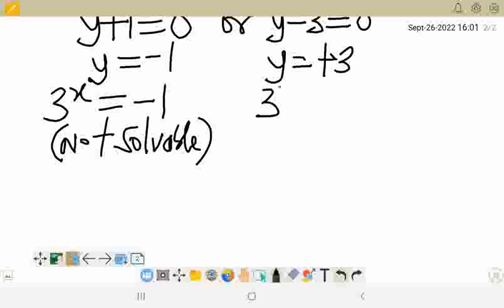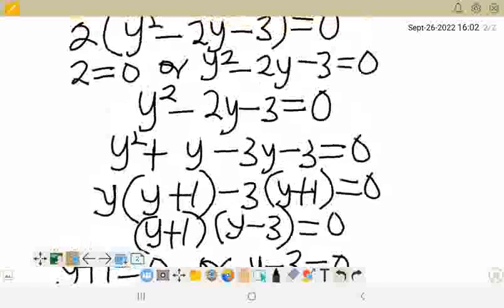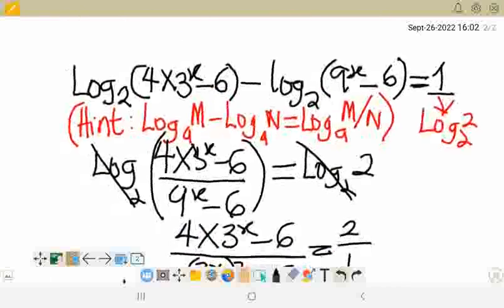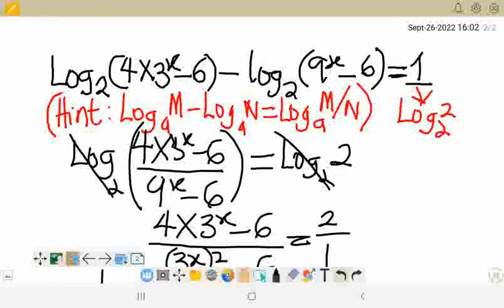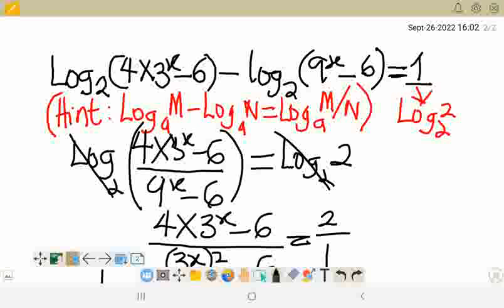Then from the other side, 3 raised to the power x is equal to y, and y is 3. We raise this to the power of 1 so that the 3 cancels out, and the value of x is equal to 1. So x equals 1 is the solution to this question. If you substitute the 1 into this whole equation, it would give you the solution to the question, which is 1. Thank you for watching.